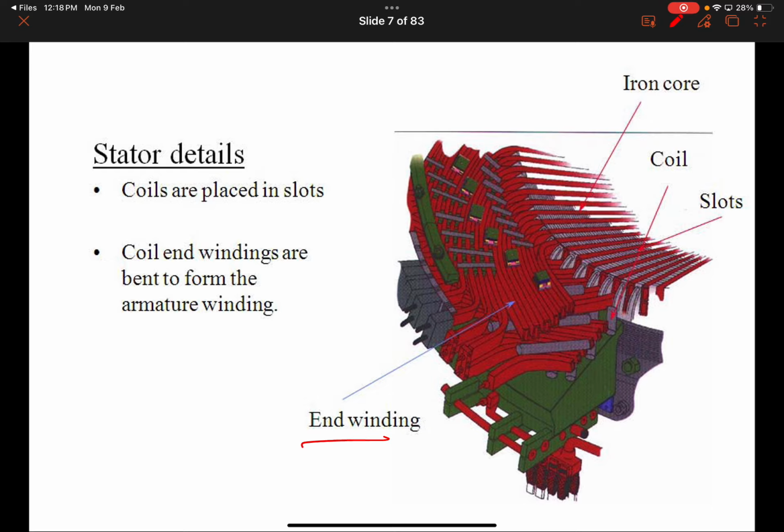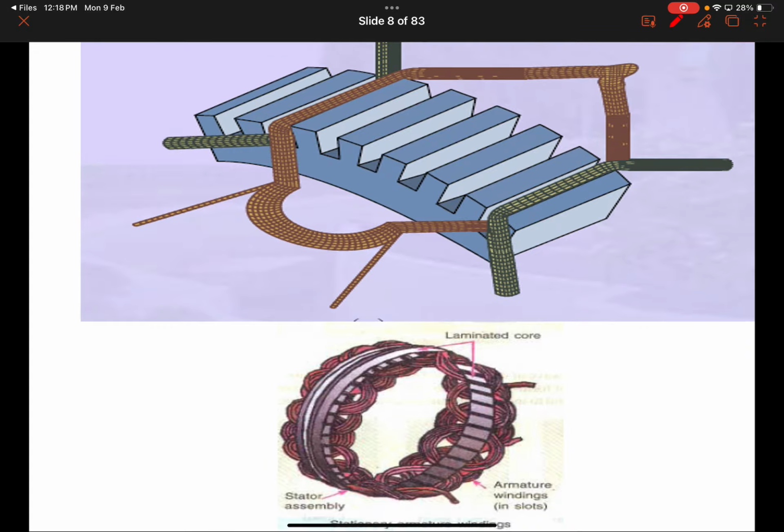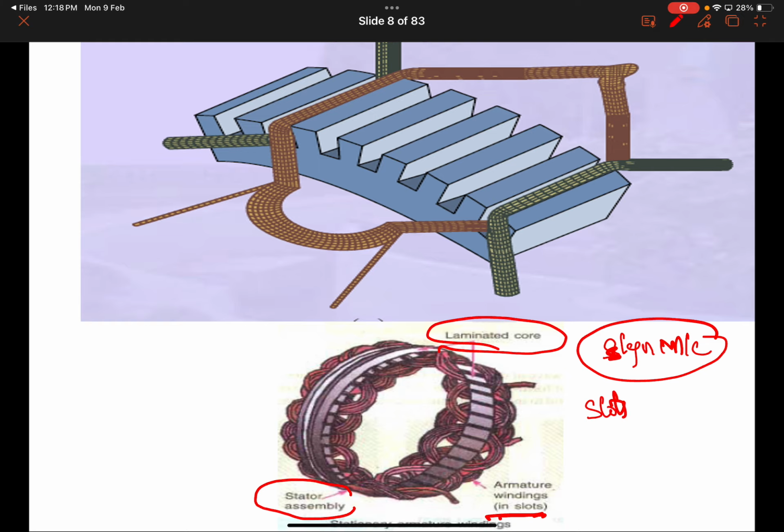I guess it's not required here. So the basic thing is that slots are made, and in the slots the armature windings are placed. Here it is a laminated core, and the stator is an assembly, and slots are made here. And in the synchronous machine, we already said what type of slot is used here.